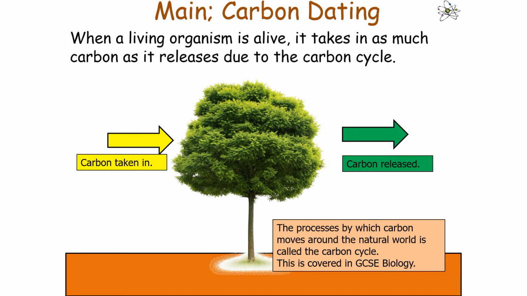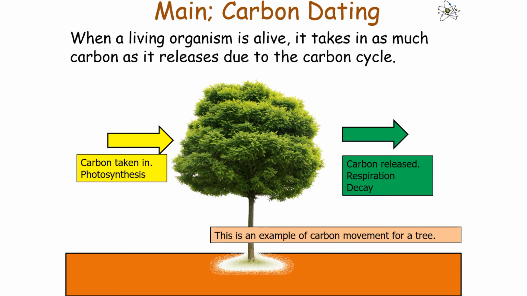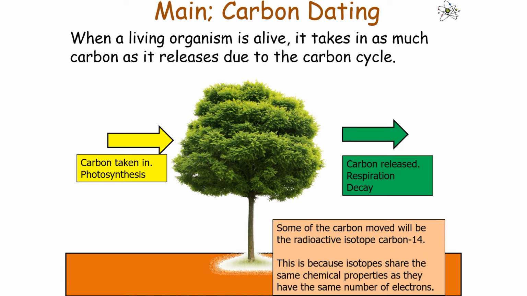When a living organism is alive, it takes in as much carbon as it releases due to the carbon cycle, which is what you cover in GCSE biology. If we consider the carbon movement for a tree, it takes in carbon via photosynthesis and it releases carbon via respiration and decay. Now, some of the carbon moved will be the radioactive isotope carbon-14.